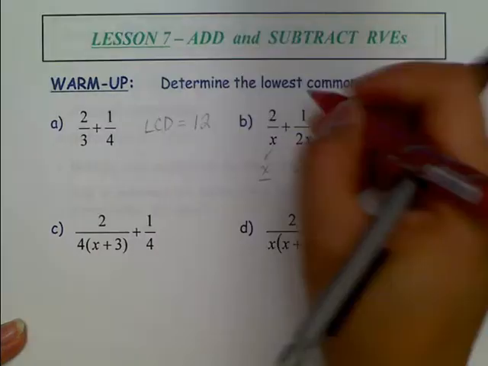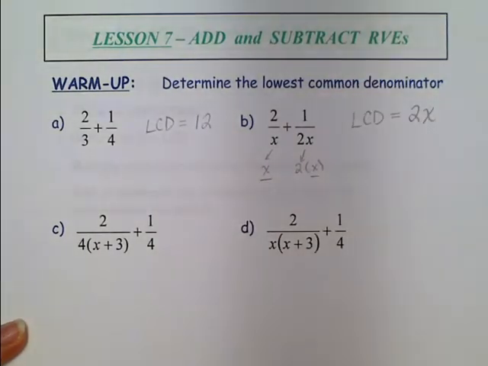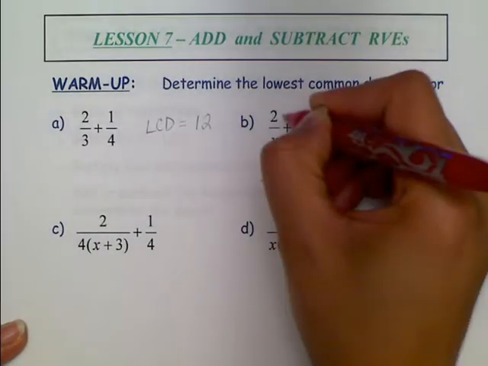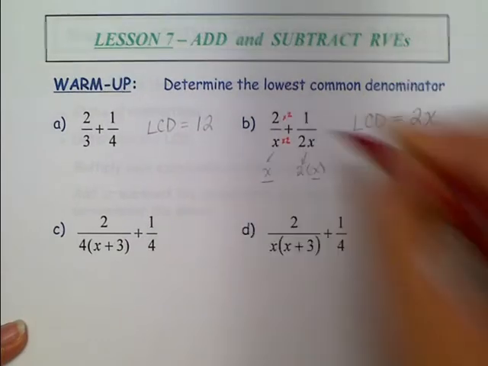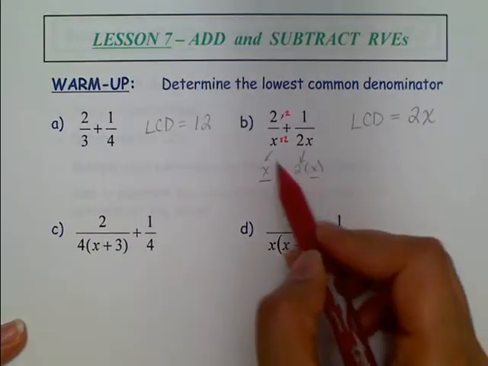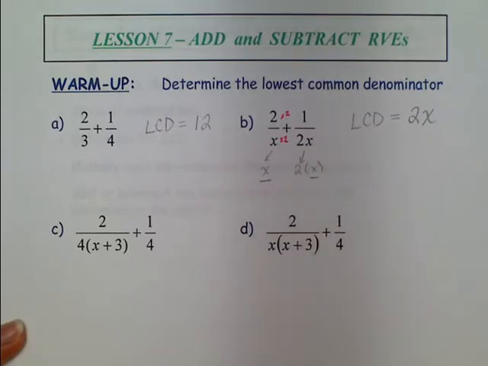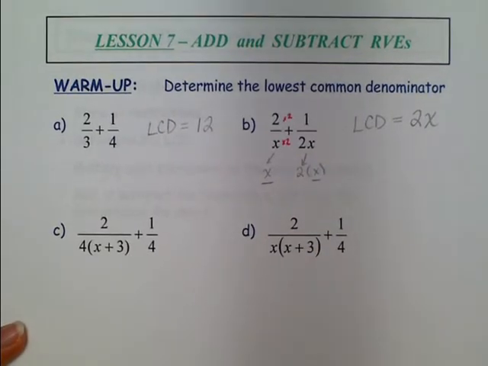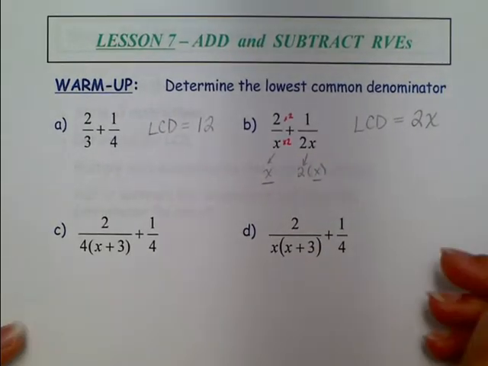And so what that would mean is, in order to get these two denominators the same, I would need to multiply this fraction by 2. And so that would eventually give me 2x, and that'll give me 2x as well. And so then the denominators would have been the same. Okay, let's look at the next one.